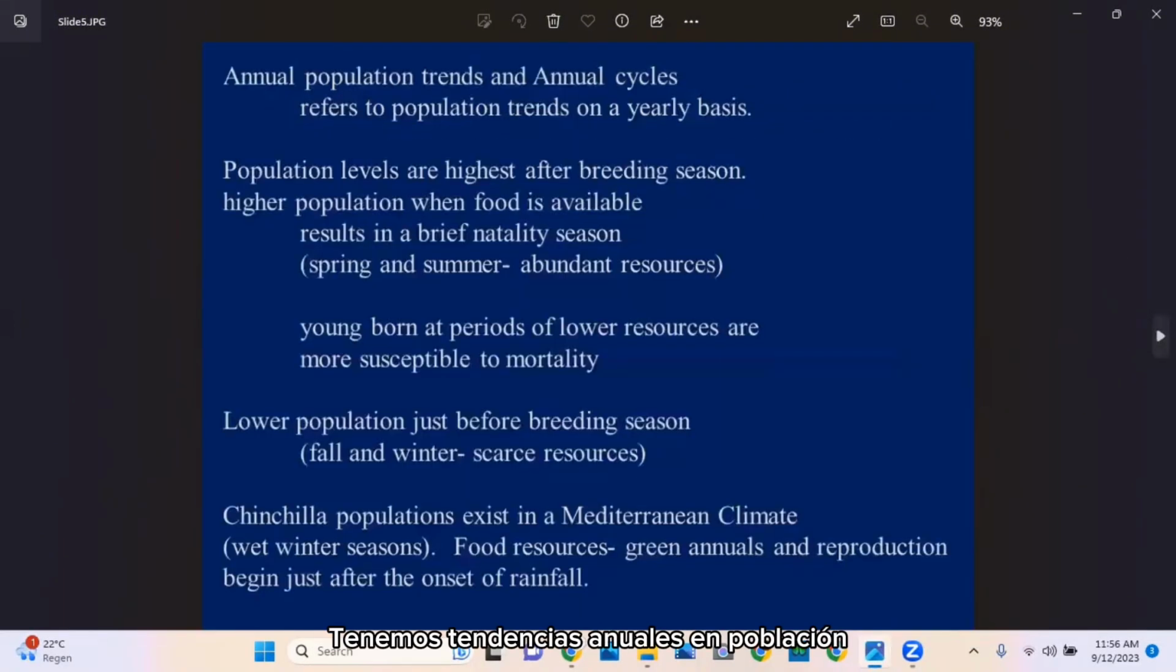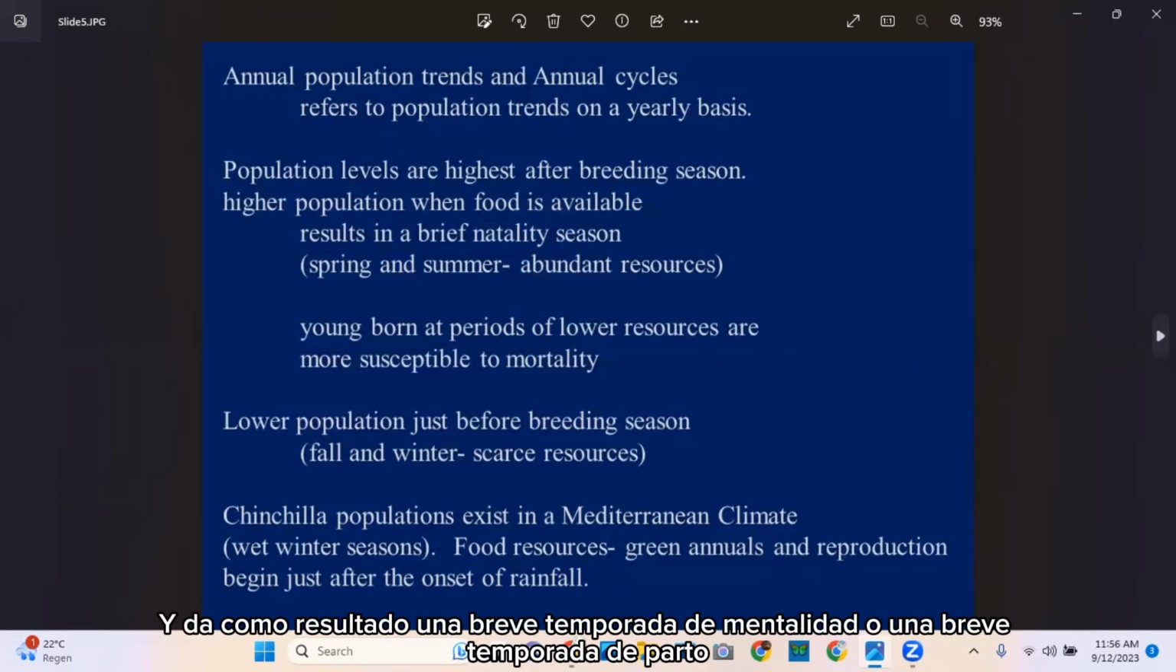We have annual trends in population. So annual population trends and annual cycles refer to the population trends on a yearly basis, the births and deaths within a year. Population levels are highest after the breeding season because that's when you have all the birth, right? And those higher populations usually coincide with when there's food available. So it's spring and summer, when there's abundant resources. And it results in a brief natality season or a brief birthing season.